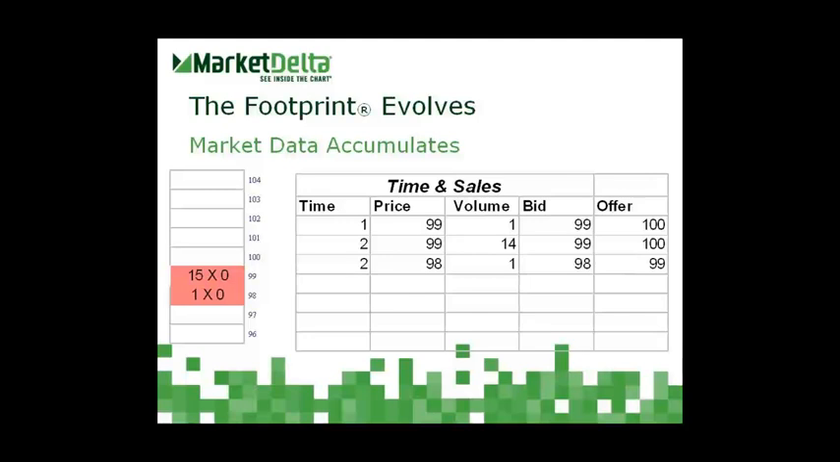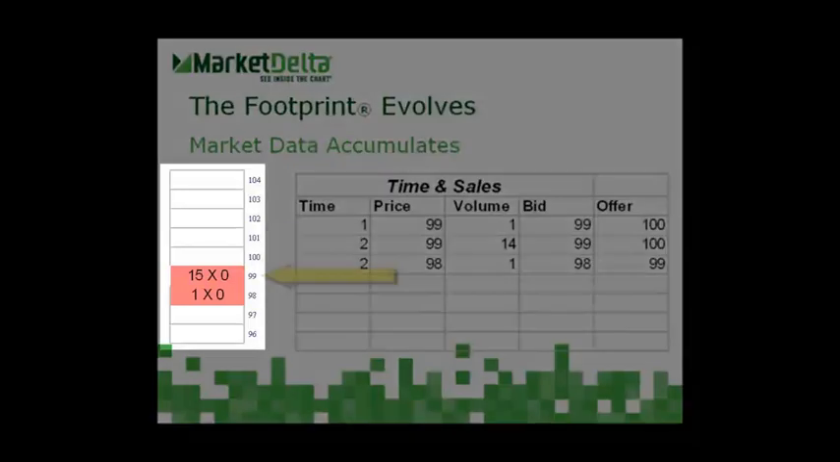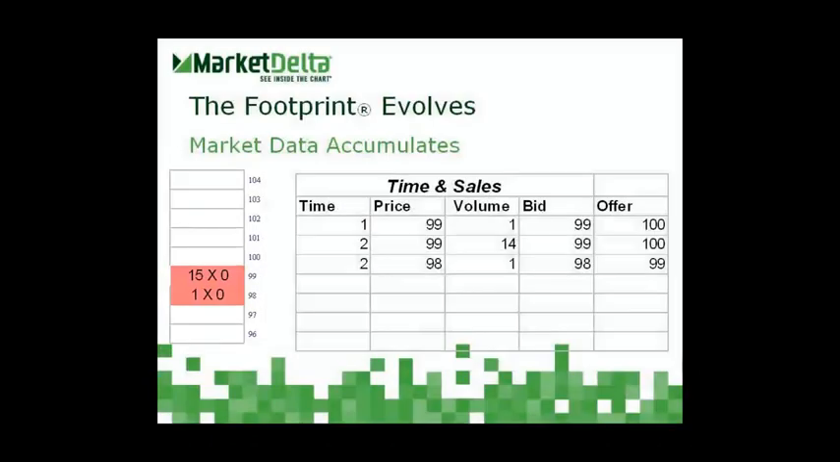Look what happened to our footprint. The 99 price level bid volume jumped up to 15, that is 14 plus 1, from the previous trade. The 98 level now shows 1. For the sake of simplicity, our generic footprint is all one shade. If this were a real market delta chart, the shading would indicate the relative levels of volume.